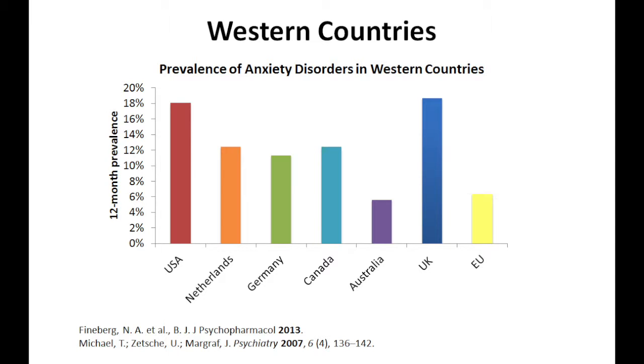The diversity in the findings may reflect the differences in case definition, diagnostic instruments, response rates, and sample composition. The most common subtypes were specific phobias and social phobias, while the least common subtype was obsessive-compulsive disorder. The 12-month prevalence ranges from 5.6% in Australia to 19.3% in the United Kingdom.